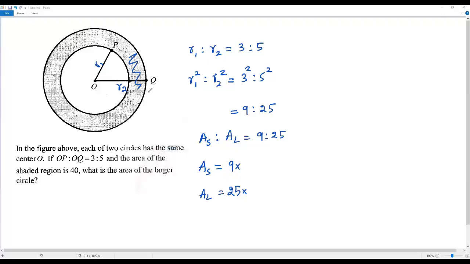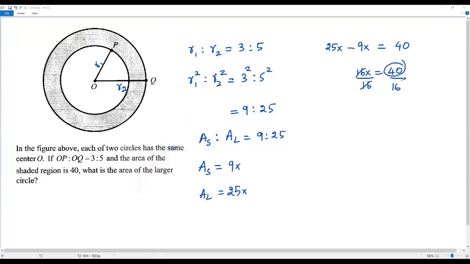Now I have the areas of the smaller and larger circles in terms of x. To get the area of the shaded region, I have to subtract the area of the smaller circle, 9x, from the area of the larger circle, 25x. This gives the area of the shaded region, which is already given in the question as 40. So it is equal to 40. Let's solve for x. 25x minus 9x gives me 16x equals 40. To solve for x, I divide both sides by 16.